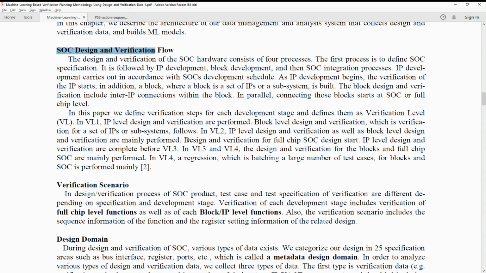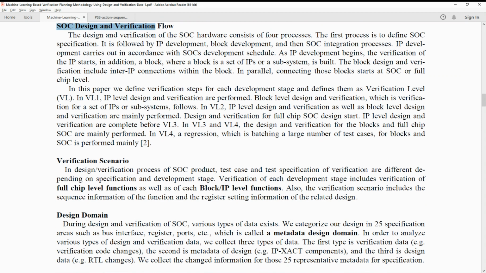IP level design and verification are complete before BR3. In BR3 and BR4, design and verification for blocks and full chip SoC are mainly performed. In BR4, a regression, which is batching a larger number of test cases for blocks and SoC, is mainly performed.